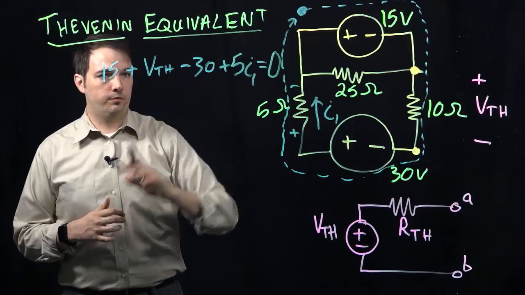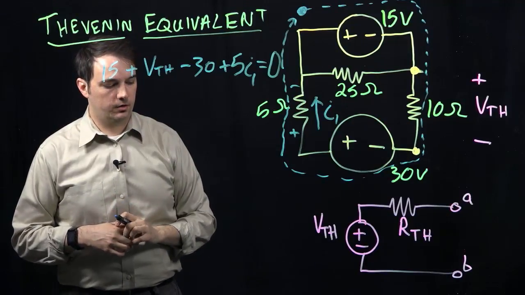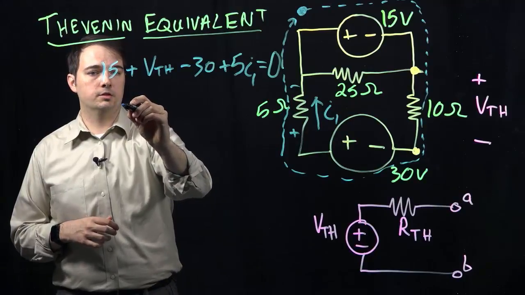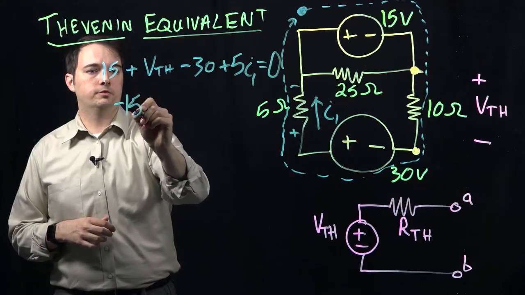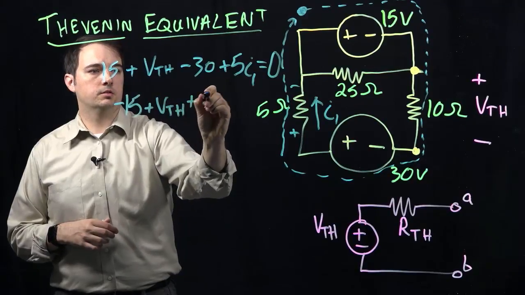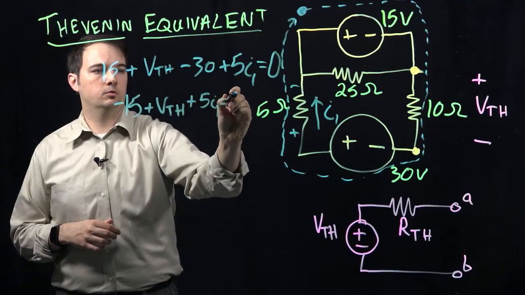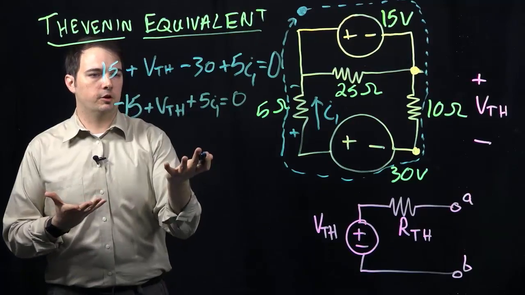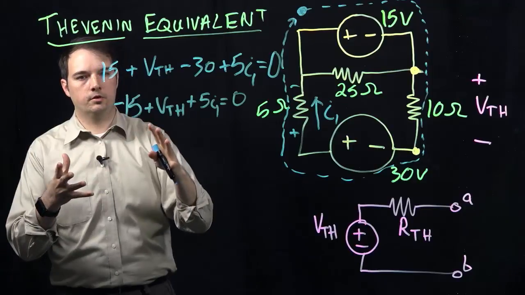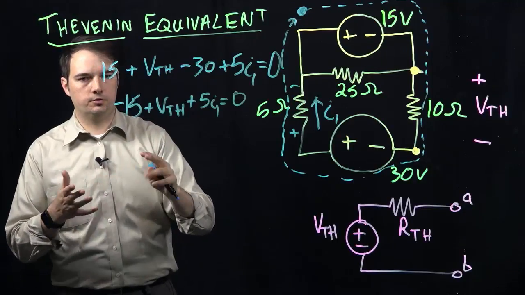So if we do some fairly simple math here to indicate what we have overall, we can see that we have 15 minus 30 will give us minus 15 plus VTH plus 5 times I1 equals 0. So now we have a single equation, but again, now we have two unknowns. So what can we do to help us further get to the final answer that we want?